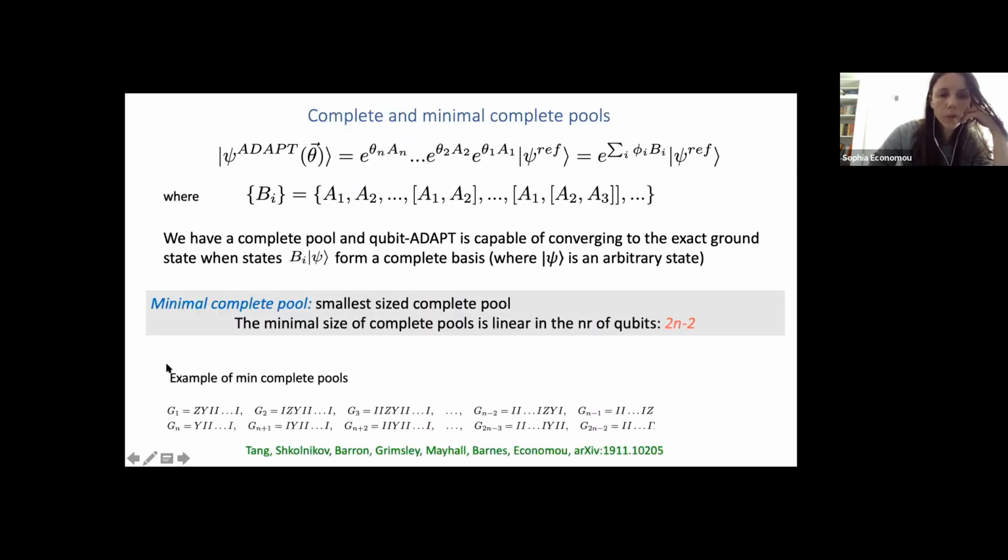So we have shown in this work that there's a sense of a minimal complete pool. And very interestingly, this scales linearly with the size of the system. So this looks very promising in how feasible this algorithm is.